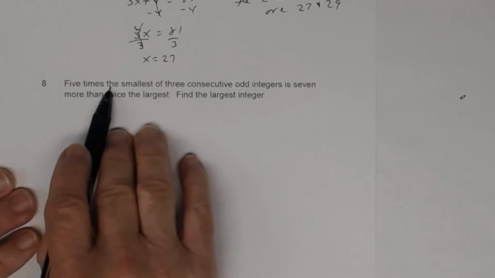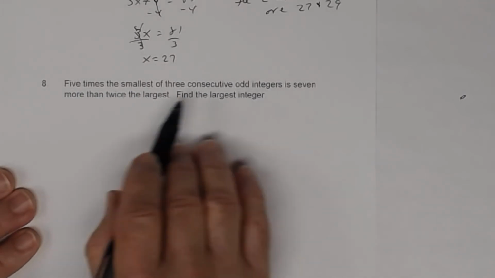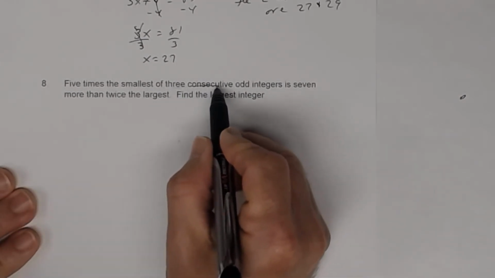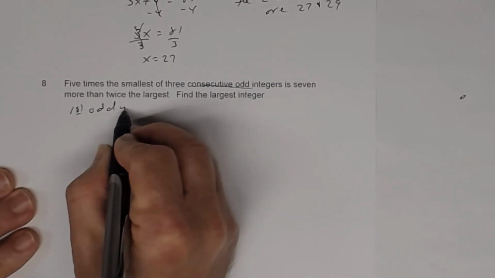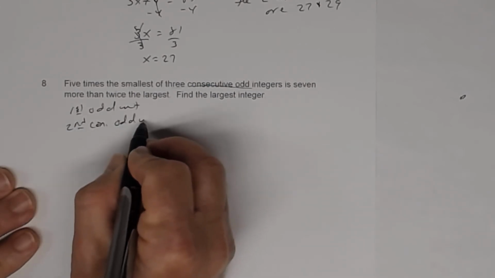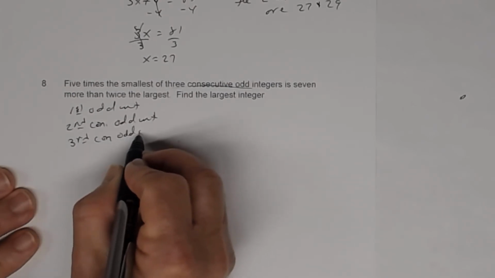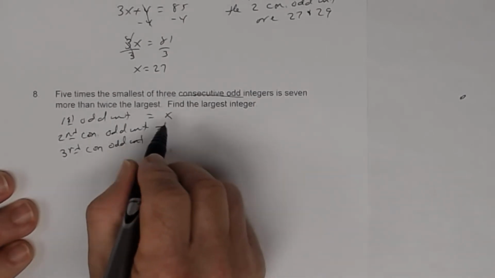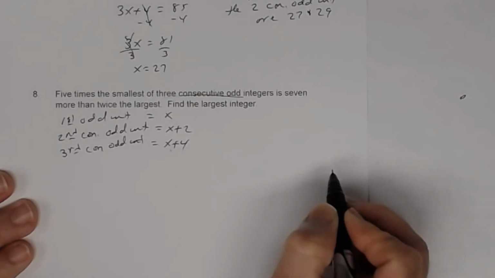All right, number 8. All right, 5 times the smallest of 3 consecutive odd integers is 7 more than twice the largest. All right, so I'm dealing with 3. First of all, I'm dealing with 3 consecutive odd integers. So let's write that out. First odd integer, second consecutive odd integer, and third consecutive odd integer. Okay, so let x be the first. Remember, we're dealing with consecutive odd integers, so the next one has to be x plus 2, and the next one has to be x plus 4.